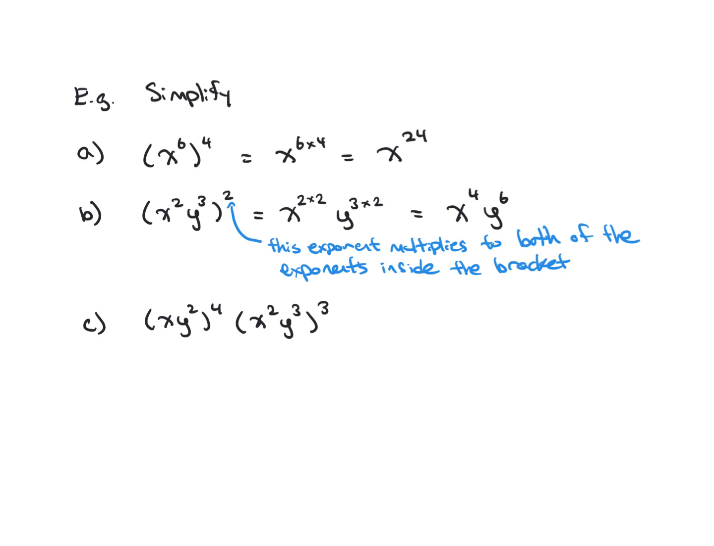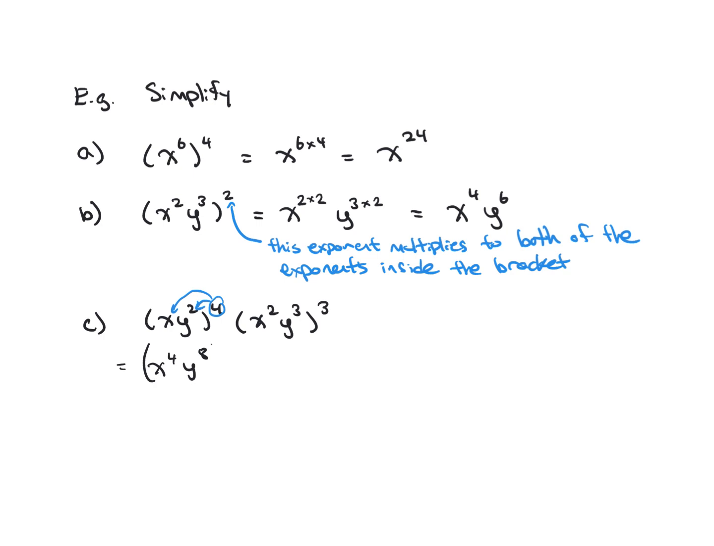So this is a multi-step question. The first thing I would do is take the exponent 4 here, and multiply it to both exponents inside its bracket. That will lead me to x to the 4, because I had just x by itself. So that's x to the exponent of 1, and I multiply the 4 with it. So it's x to the exponent 4, and y to the exponent of 8, because 2 times 4 is 8.